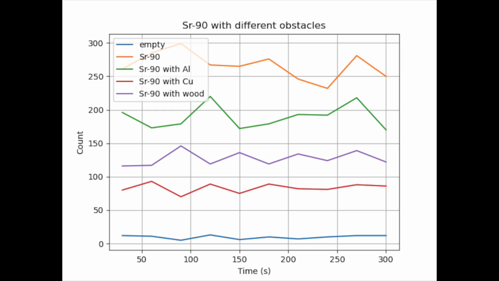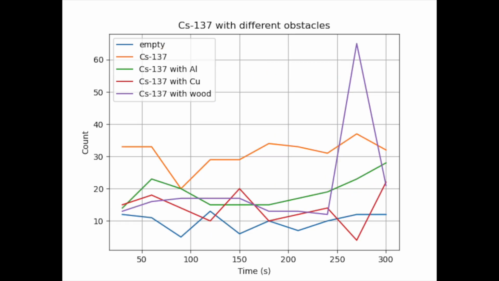Without a shield, counts are around 250 to 300, and as density of materials increases, we see a decrease in counts. As for the densest material, copper, counting rates are lowest as expected, and for aluminum, the count rates are higher. Also, the copper plate is thicker than the aluminum plate, and it also affects the count rates, and hence it is expected that it shields particles more.